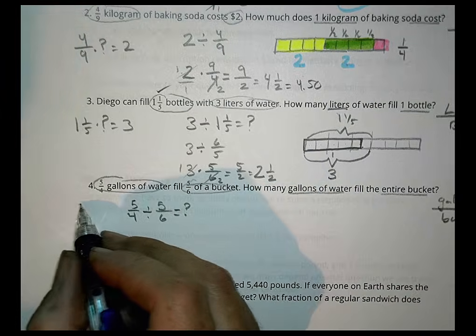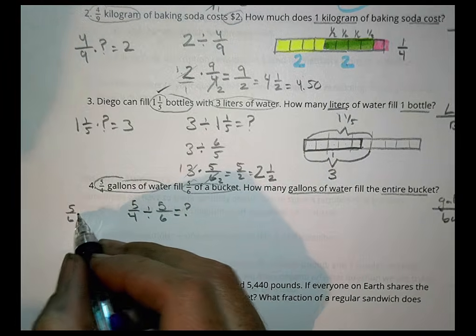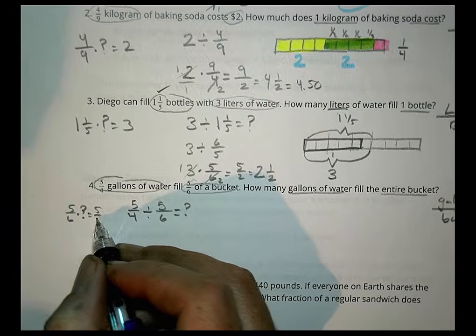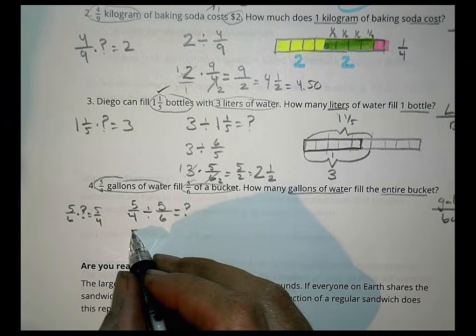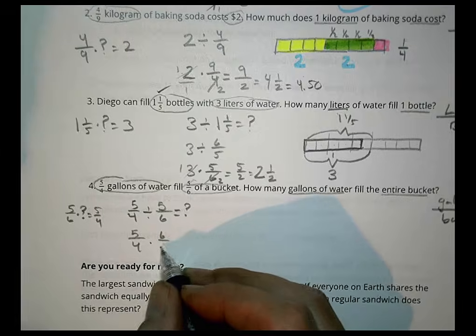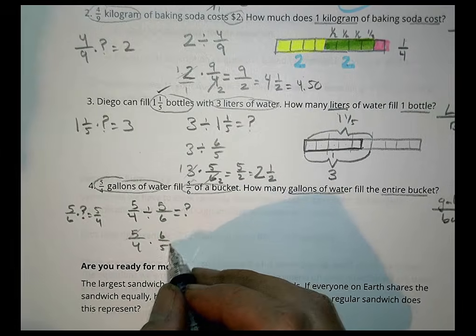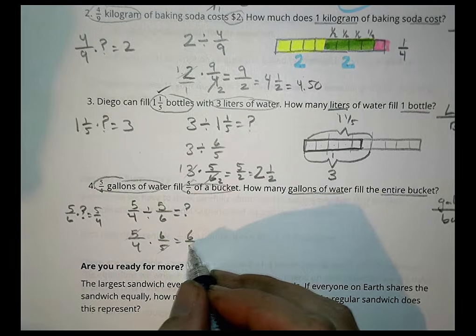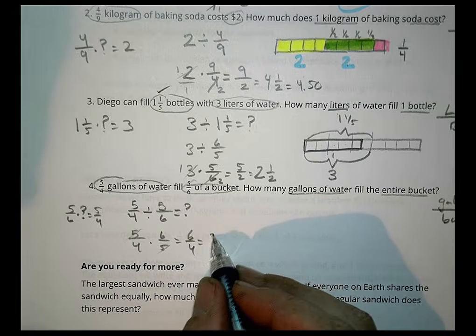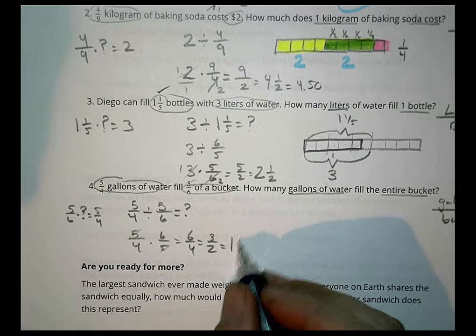Multiplication wise, we could say 5/6 times question mark equals 5/4. Let's go ahead and solve this here. This is 5/4 times the reciprocal, 6/5. The 5's cancel one another out, and we're left with 6/4, which reduces to 3/2, which reduces to 1 1/2.